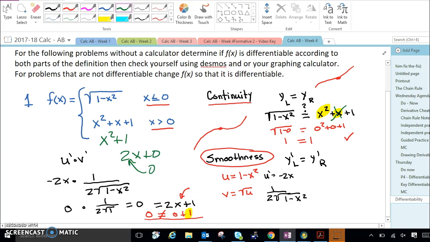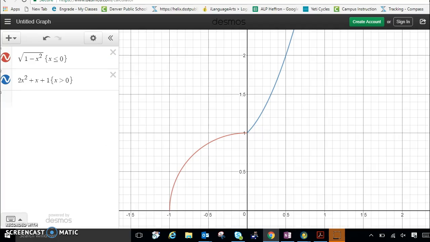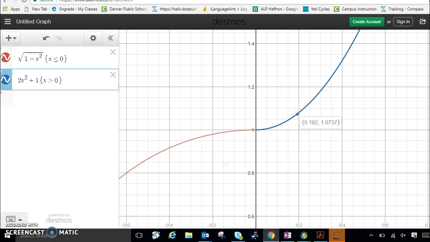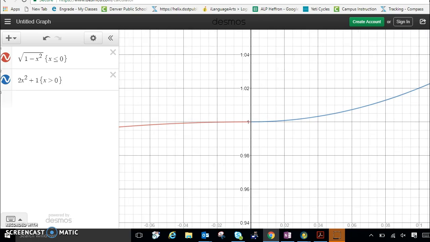And I'll go back to Desmos and check myself. What if this x were gone? Now hopefully you can see that the slopes do match left and right. And even if you zoom in, it's 0 coming in from both sides.